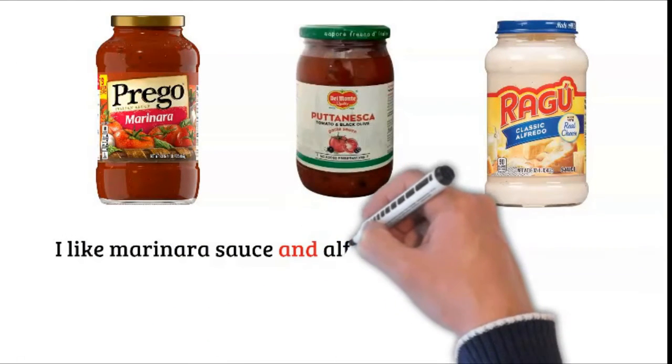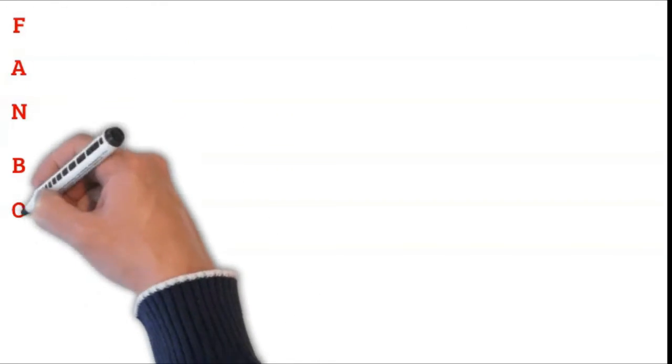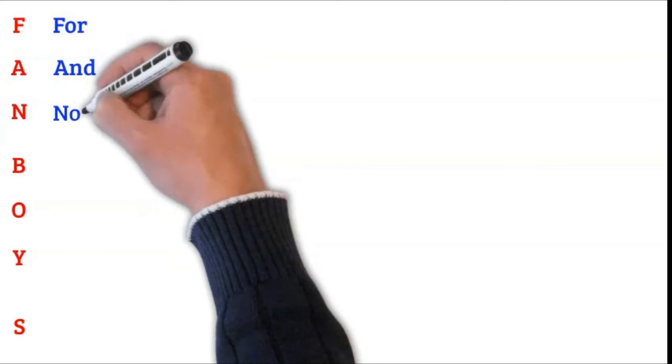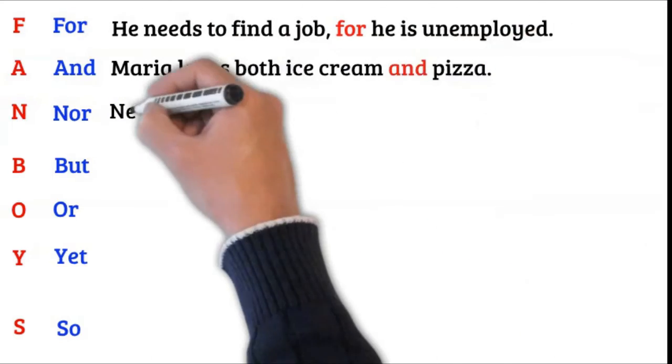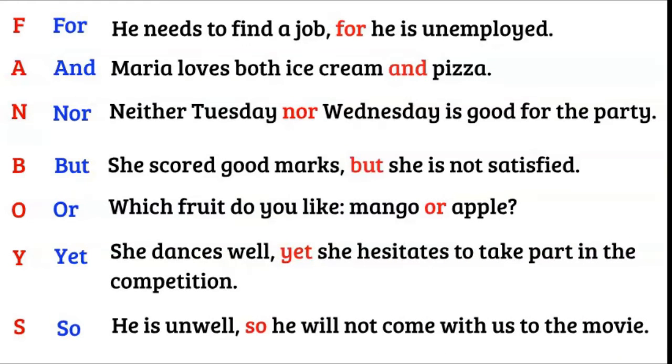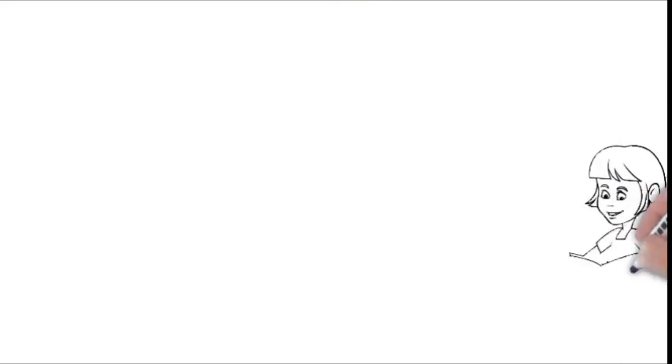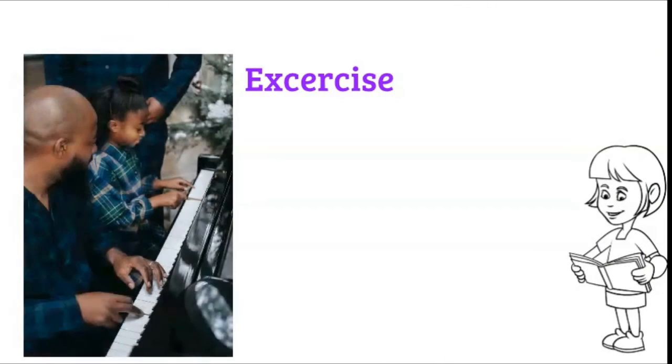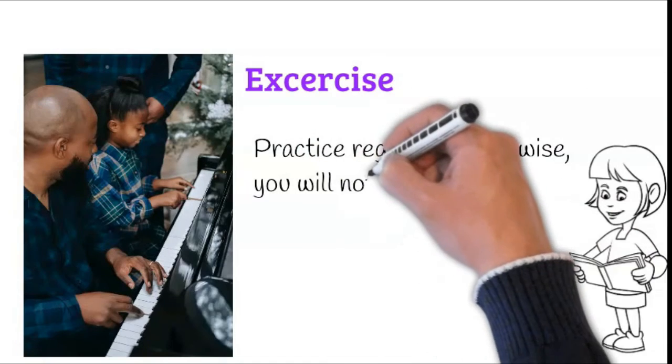Consider instead, I like marinara sauce and Alfredo sauce, but I don't like puttanesca sauce. In this sentence, and, but are the 2 conjunctions that link your ideas together. Remember fanboys. The fanboys is the abbreviated form of for, and, nor, but, or, yet, so. These are commonly used conjunctions. Here I had given some of the examples using fanboys. Identify the conjunction in the sentence and comment below the answer. Practice regularly, otherwise you will not become a great pianist.